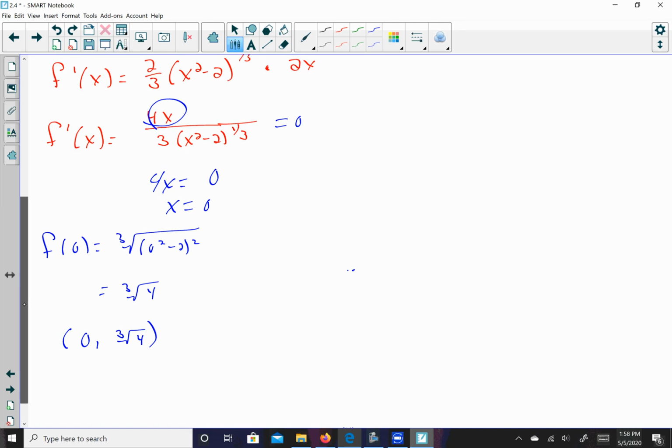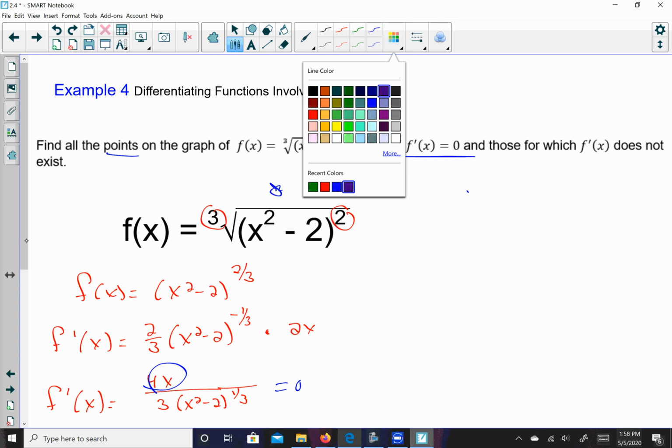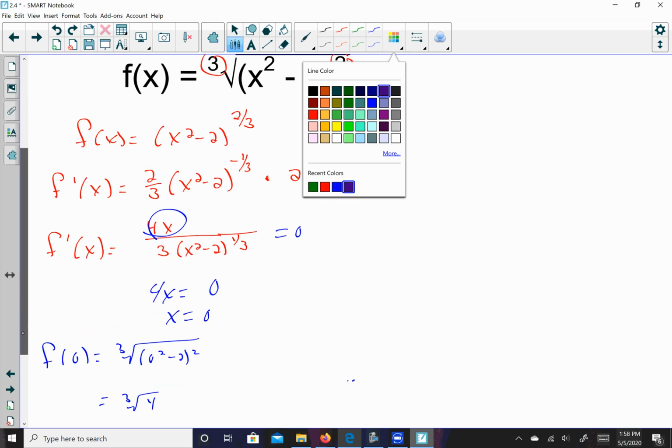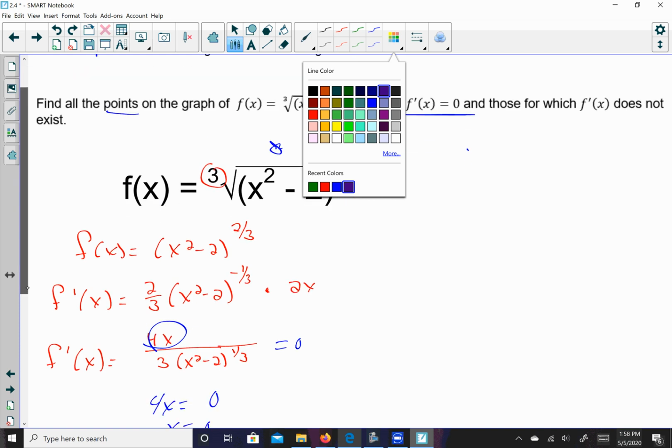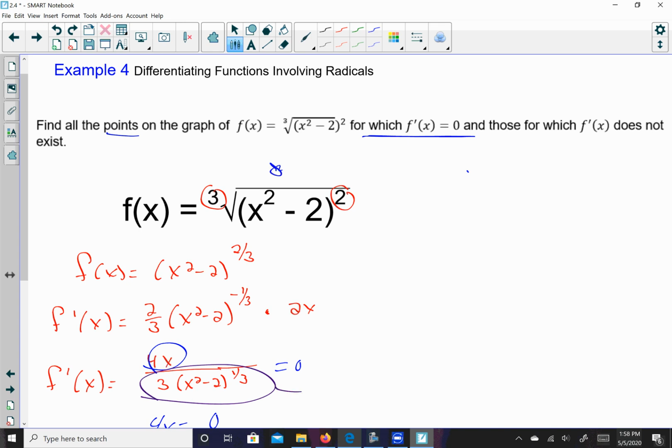And then the second part of the question wants to find out for which values the derivative does not exist. Well, the derivative does not exist when the derivative is undefined. So I'm going to look at this, and for the derivative not to exist, the denominator would have to equal 0. That would make it undefined. So I'm going to take 3 times the x squared minus 2 raised to the 1/3 power equal to 0. Divide both sides by 3, and that's still 0.